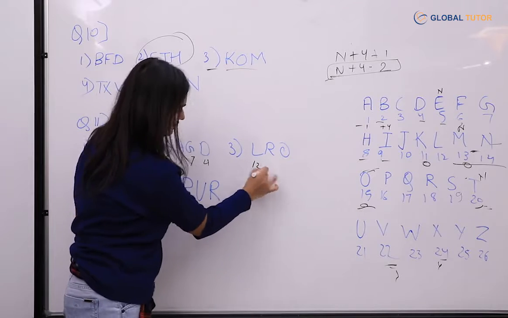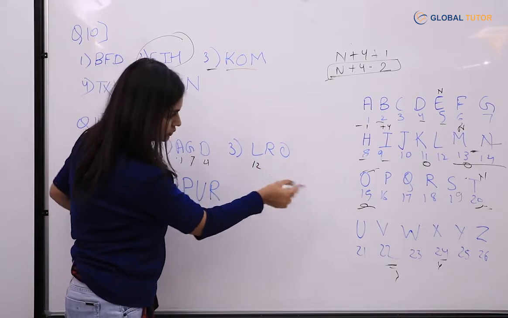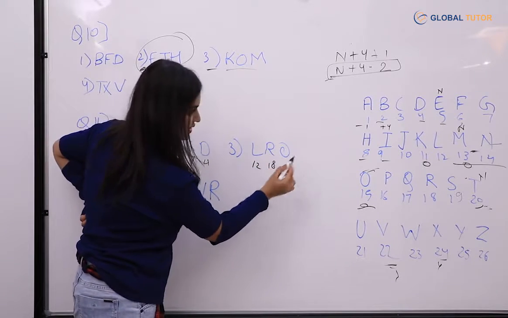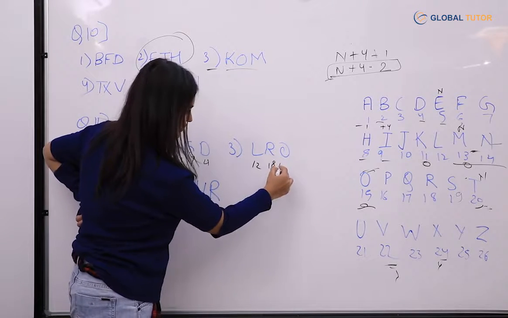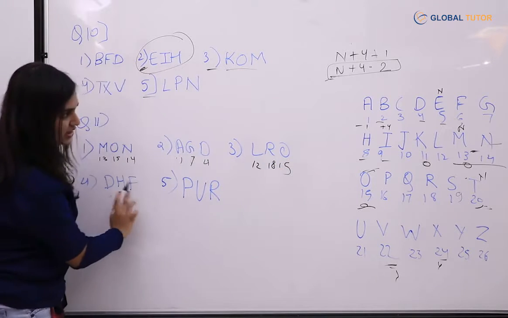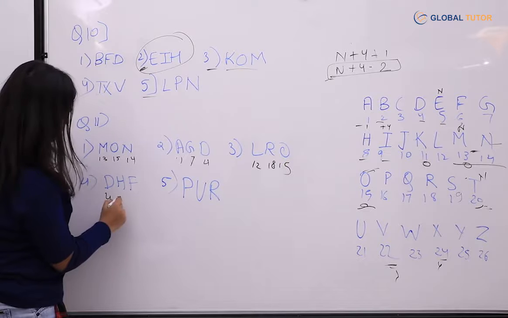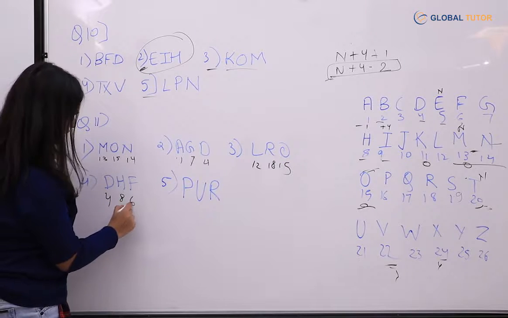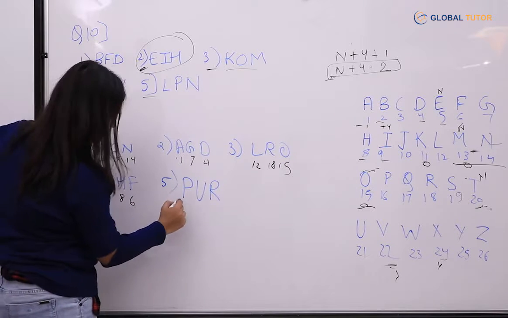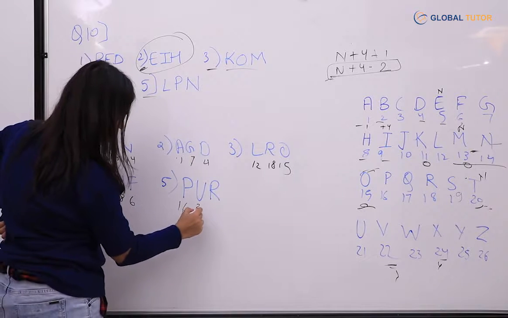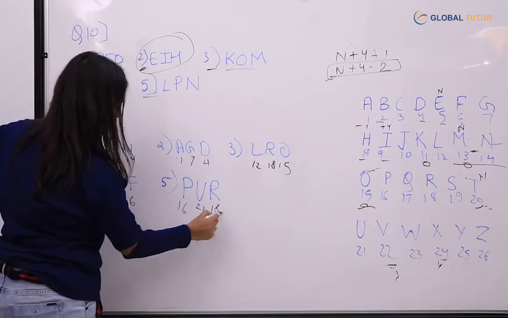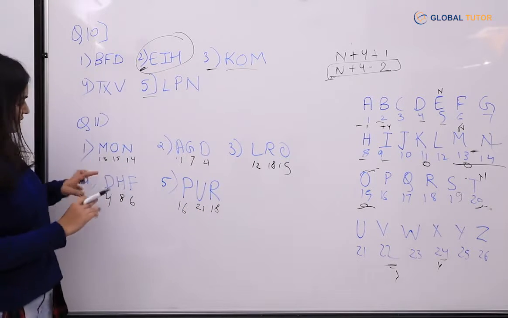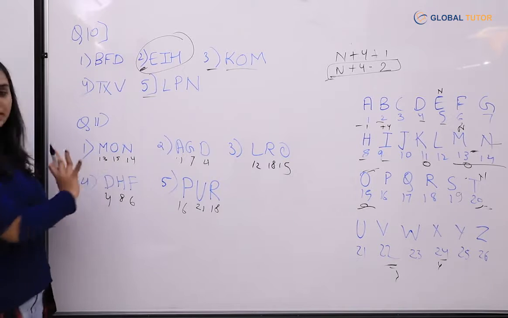LRO 12, 18 and 15. And we've got DHF 4, 8, 6, PUR 16, 21, 18. Alright, so now let's try solving it with the numbers that we have here.